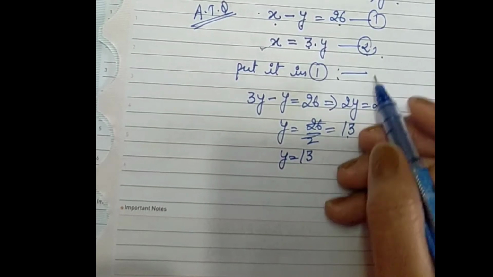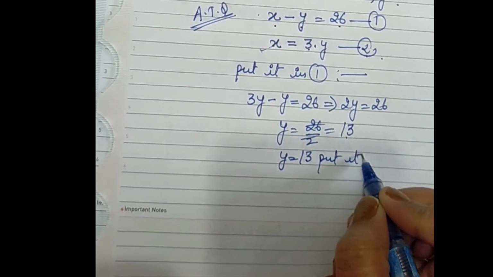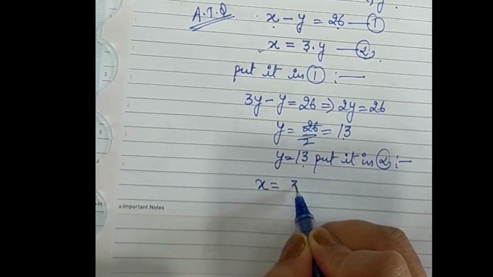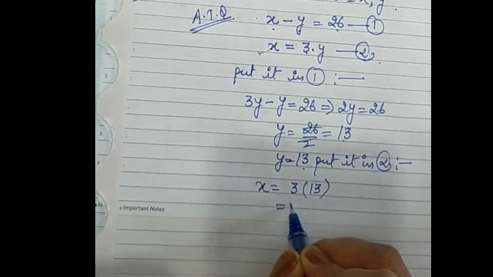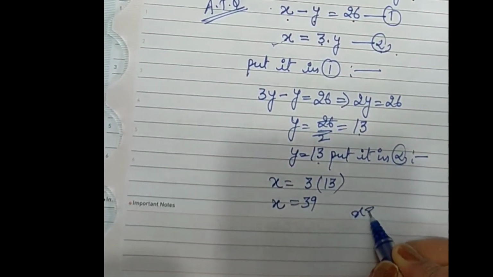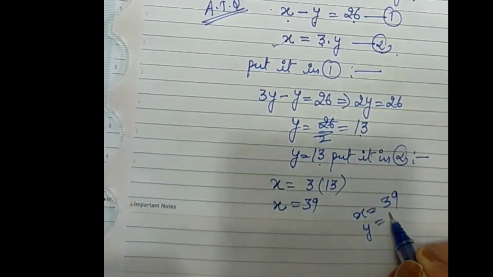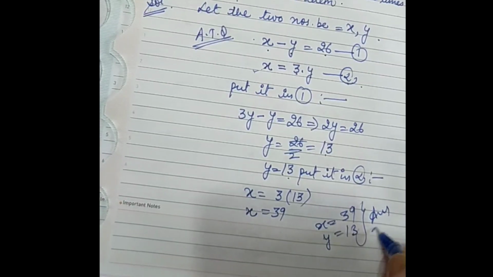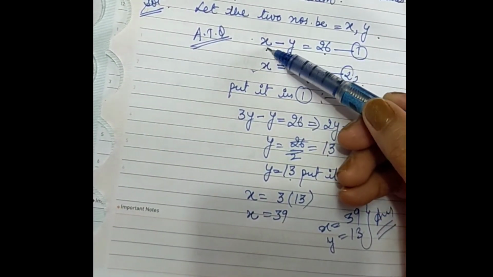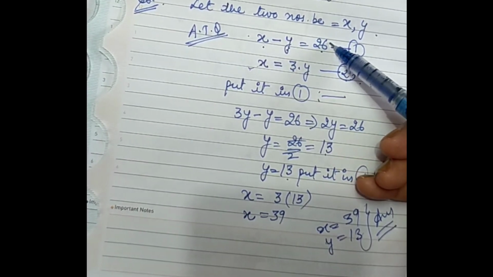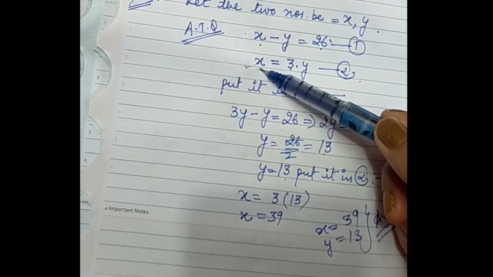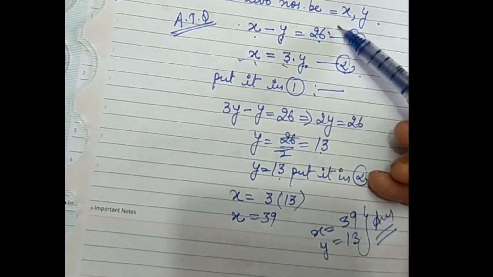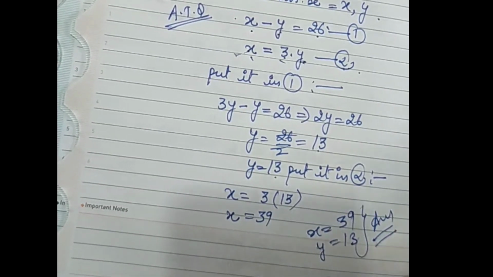So let's put it in 2 to get the value of x. x = 3 into y. y is 13. So we got x to be 39 and y to be 13. You can see these are the required numbers. If we put these values here, 39 - 13 gives us 26, and x is 39 and y is 3 into 13, which gives us 39. So our values are absolutely right. That's it.